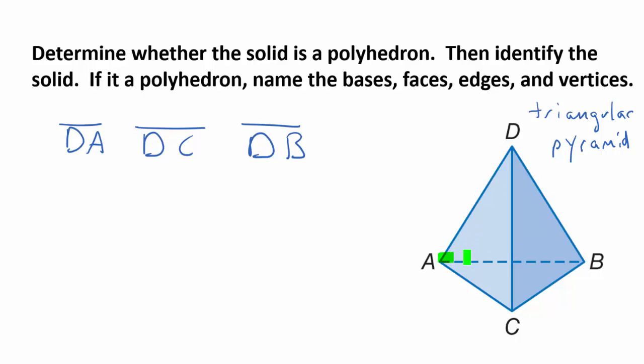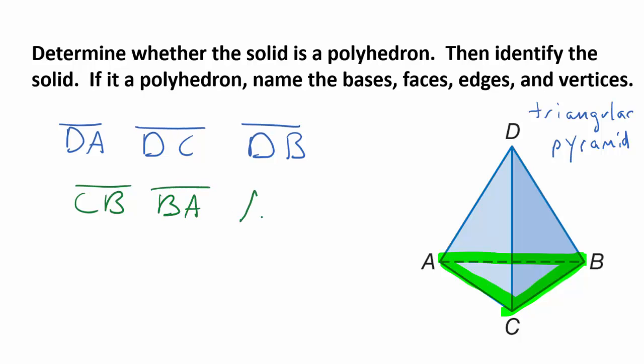The ones down here at the bottom, basically the perimeter of our base, line segment CB, BA, and AC. Those are the 6. Those are going to be the 6 edges of our triangular pyramid.